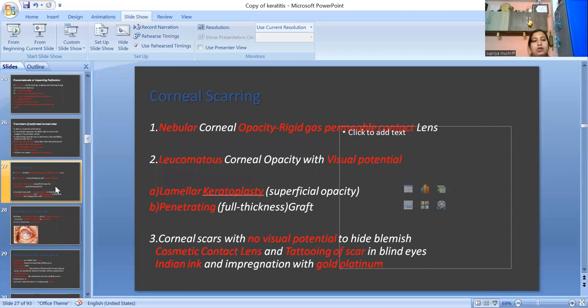Corneal scarring is the other complication of corneal ulcer. Nebular corneal opacity should be treated by rigid gas permeable contact lens, and leukomatous corneal opacity with visual potential can be treated by lamellar keratoplasty for superficial opacity and penetrating keratoplasty for full thickness opacity. Corneal scars with no visual potential can be treated with a cosmetic contact lens to hide the blemish, and tattooing of the scar is done in blind eyes with Indian ink and impregnation with gold or platinum.